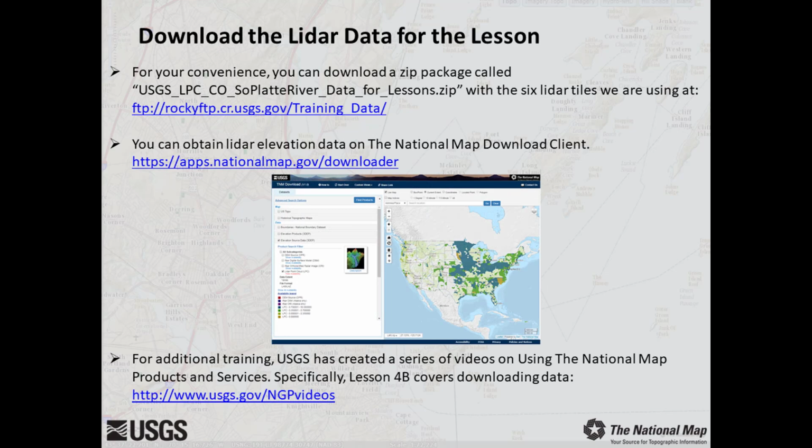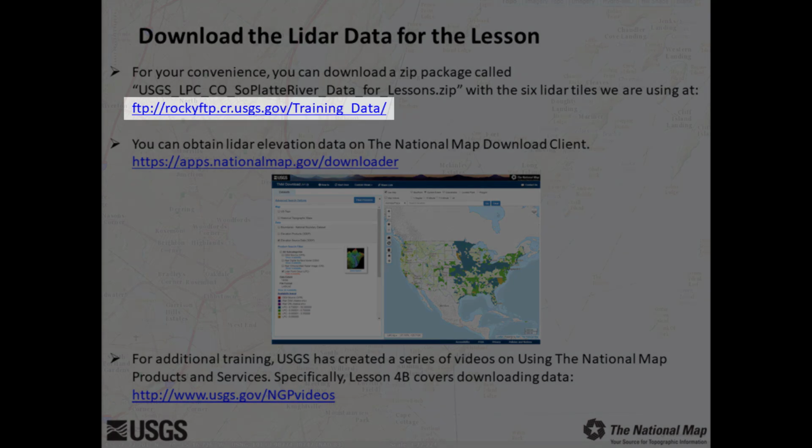For this lesson, we will be using the same tiles of LAS data from Lesson 10b1. If you've not done so already, please download the USGS LPC CO SoPlat River data for lessons zip file from our FTP site at rockyftp.cr.usgs.gov/training_data. Note that Google Chrome no longer supports FTP, so you will need to enter this link into a File Explorer search bar and navigate to the folder, or use Microsoft Internet Explorer to access the data.